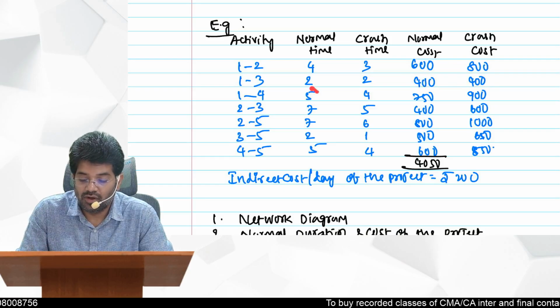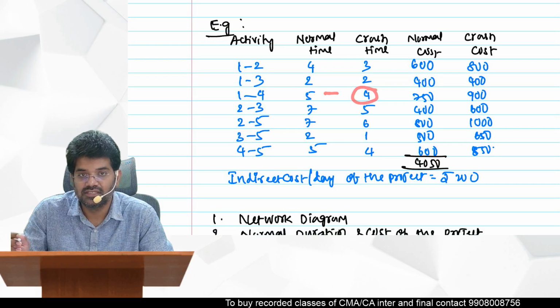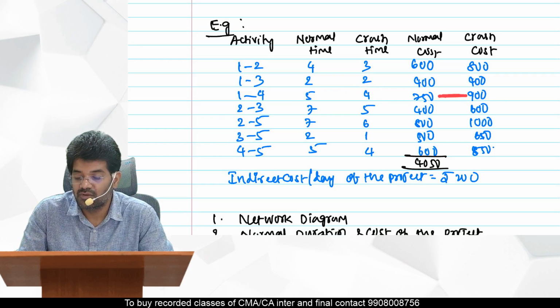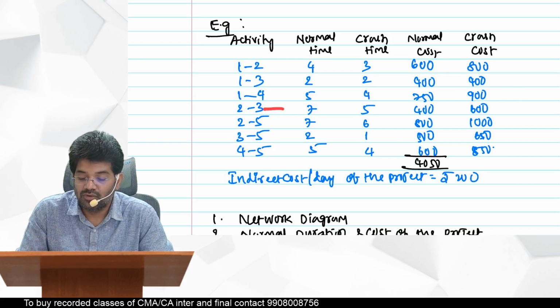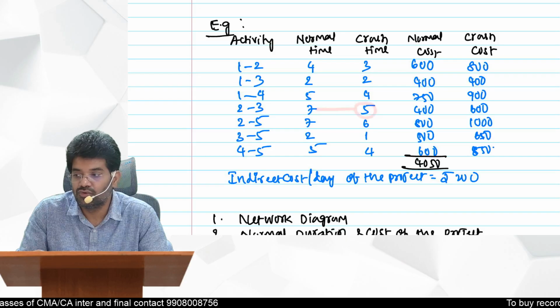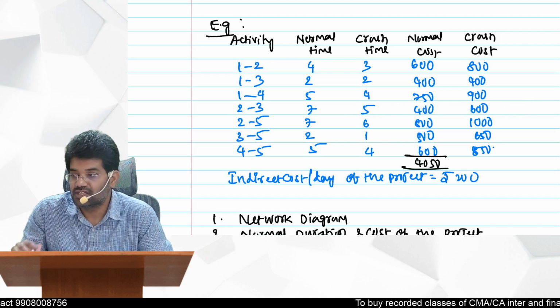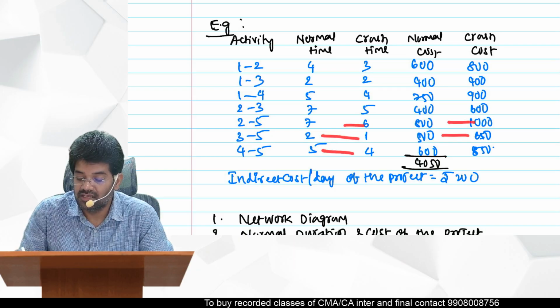1 to 4 normal time is 5 days. It can be reduced to a maximum of how many days? 4 days. So by 1 day you can reduce. And what is the extra cost you are incurring? 150 rupees. Similarly, 2 to 3 can be reduced to 5 days, so 2 days you can reduce. For that, what is the extra cost? 200 is the extra cost for 2 days of reduction. Similarly here, 1 day 200 extra, 1 day 150 extra, 1 day 250 extra.